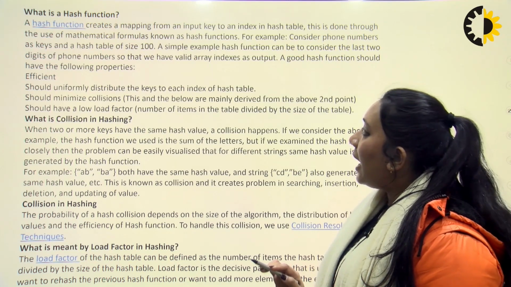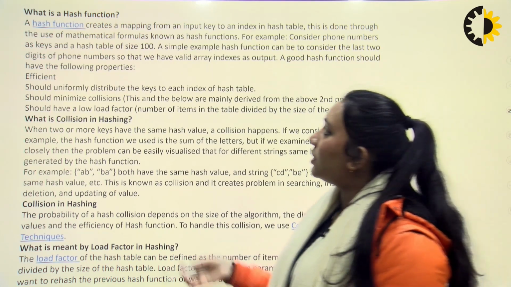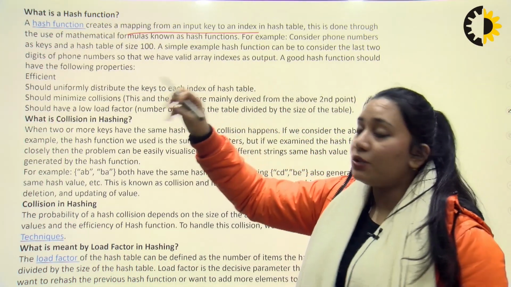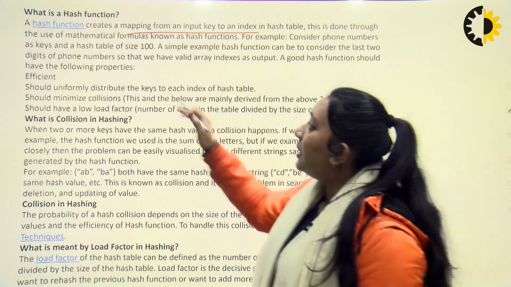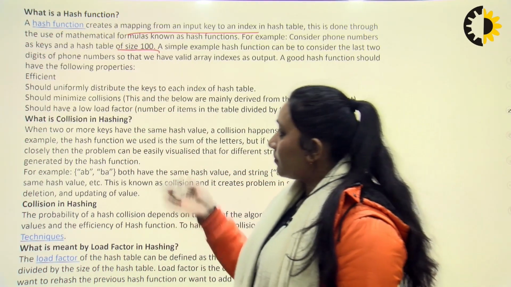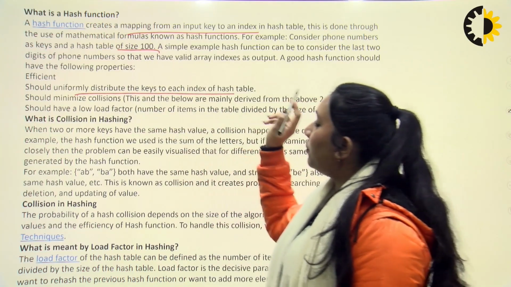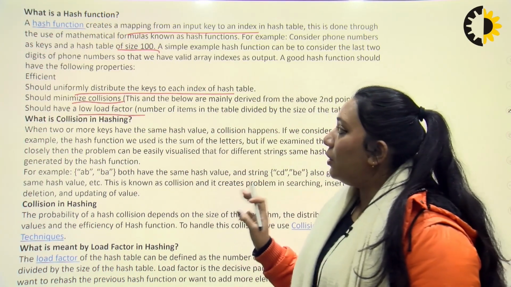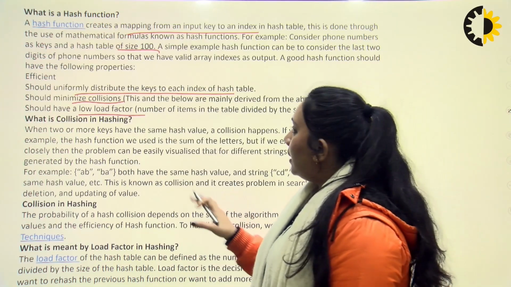Next, how the hash function can be used. It is used just for mapping the elements from the input key to the index value, right? And the size you need to mention in the program, right? It is uniformly distributed in the form of the key. It also minimizes the collision. It also keeps a low load factor in the number of items.